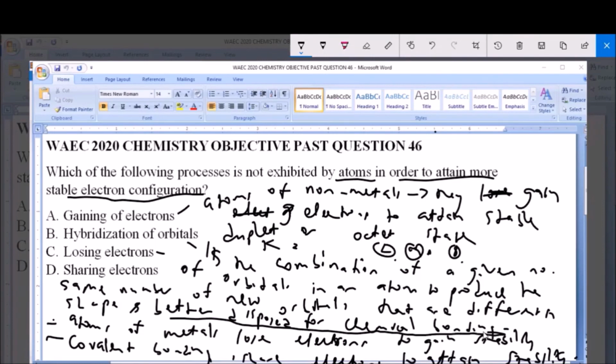for chemical bonding. So hybridization of orbitals is not done for the purpose of stability, but rather to improve the form of the atom for chemical bonding. So option B, hybridization of orbitals, is not a process exhibited by atoms for stable electronic configuration.